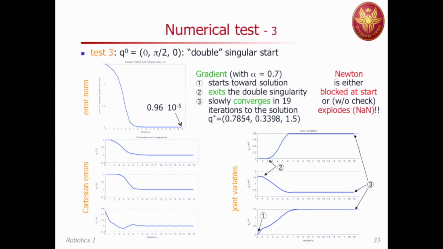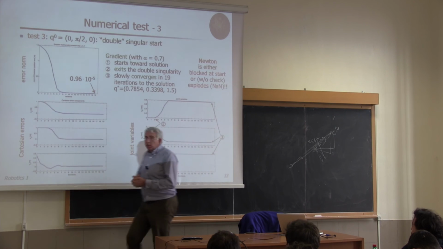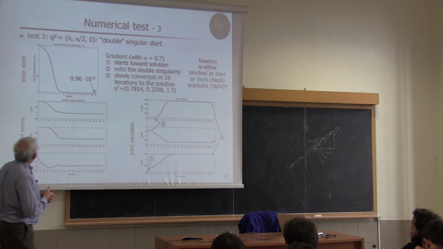And finally, this is the third test, and this is a double singular start. So for the Newton method, again, I cannot use it. If I start, it will really explode, and in particular it will explode even worse than before. So the MATLAB code will end the run with a not a number, because it goes beyond the double precision accuracy of IEEE. So we can only use the gradient method.